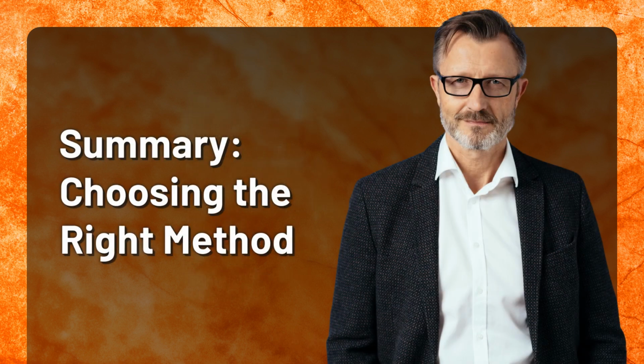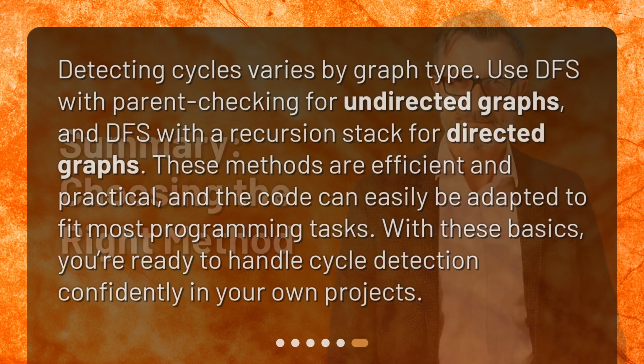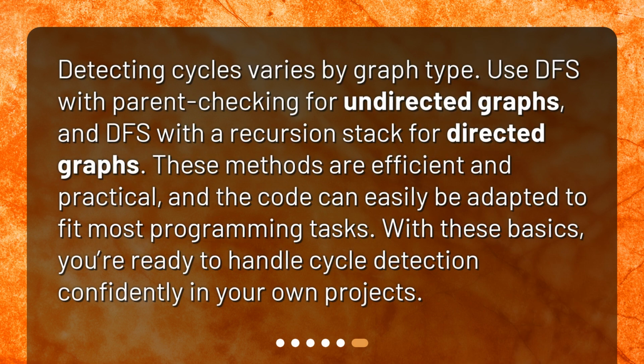Summary, choosing the right method. Detecting cycles varies by graph type. Use DFS with parent checking for undirected graphs, and DFS with a recursion stack for directed graphs. These methods are efficient and practical, and the code can easily be adapted to fit most programming tasks. With these basics, you're ready to handle cycle detection confidently in your own projects.